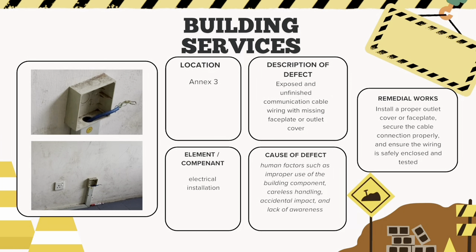For the eighth defect inspection, the defect was identified at Annex 3. The affected element or component is electrical installation. The defect observed during the inspection is exposed and unfinished communication cable wiring with missing faceplate or outlet cover. The cause of this defect is human factors such as improper use of the building component, careless handling, accidental impact, and lack of awareness. To rectify the issue, the recommended remedial works are: install a proper outlet cover or faceplate, secure the cable connection properly, and ensure the wiring is safely enclosed and tested.